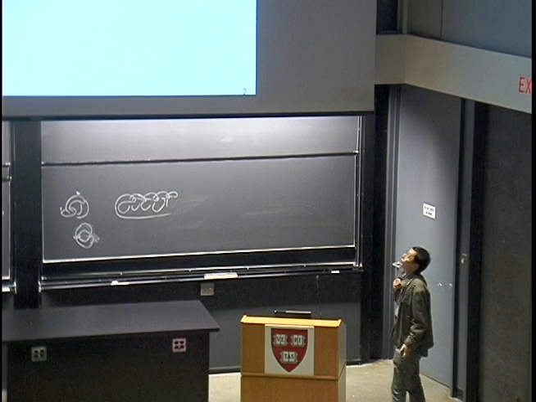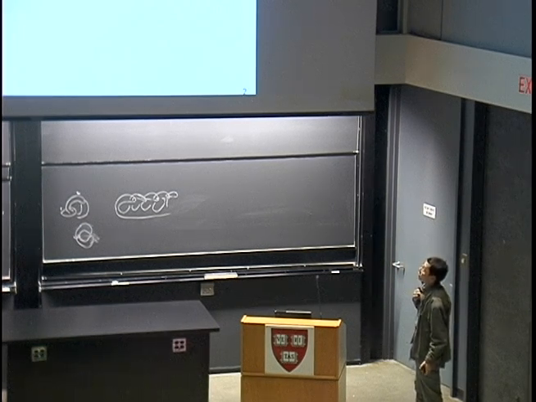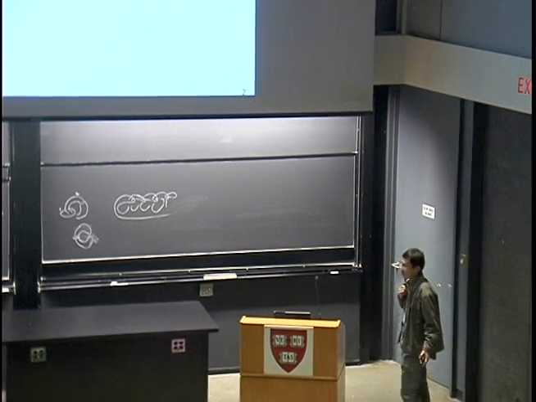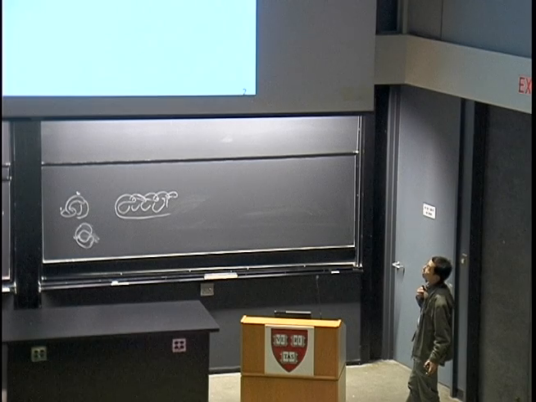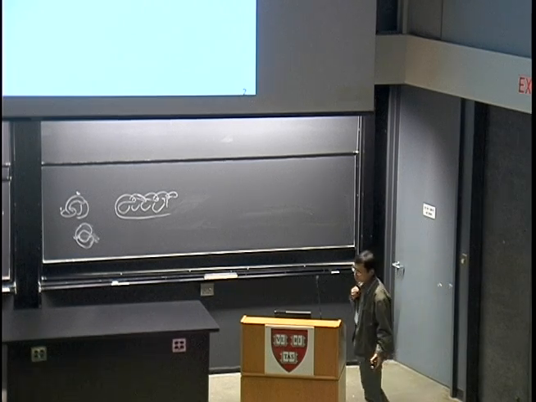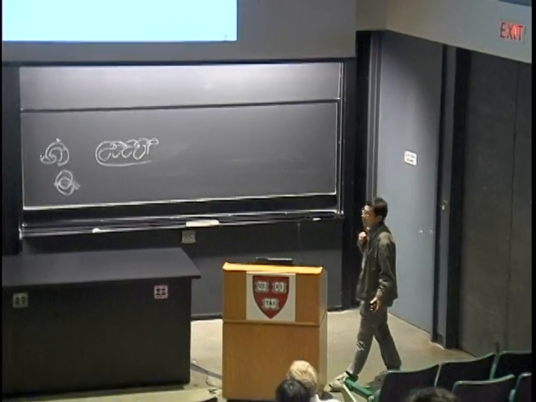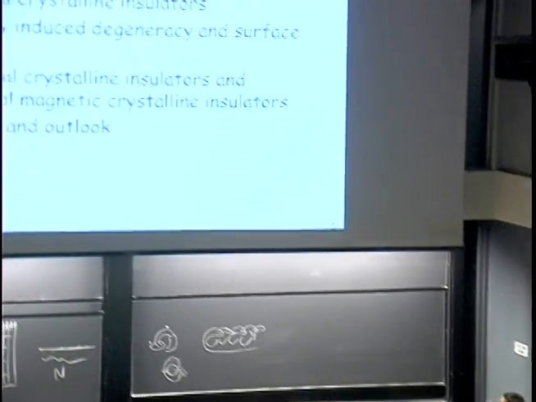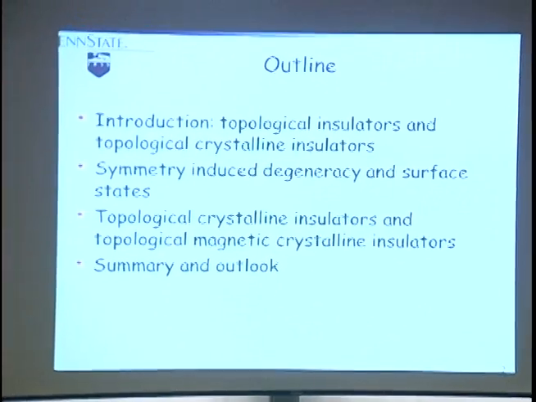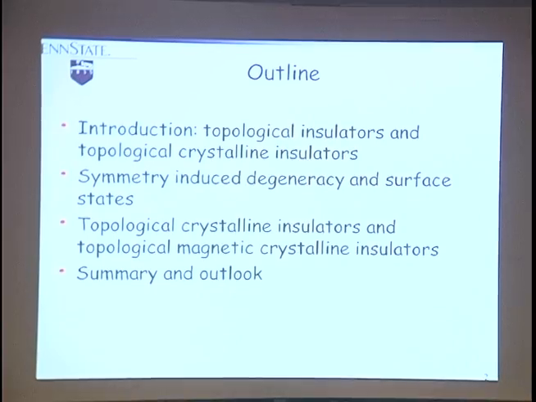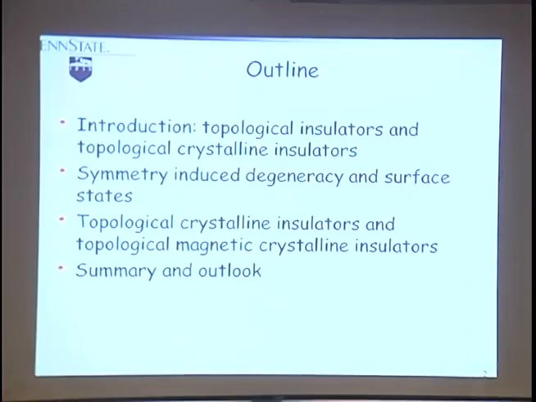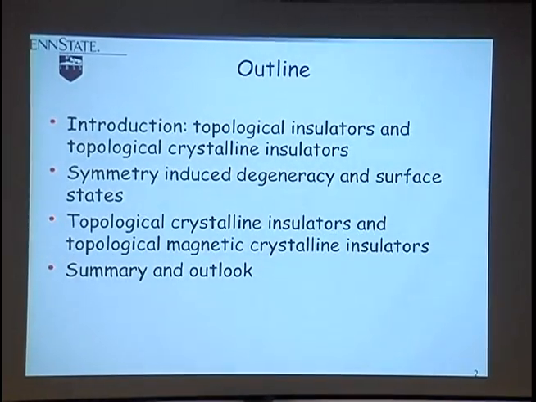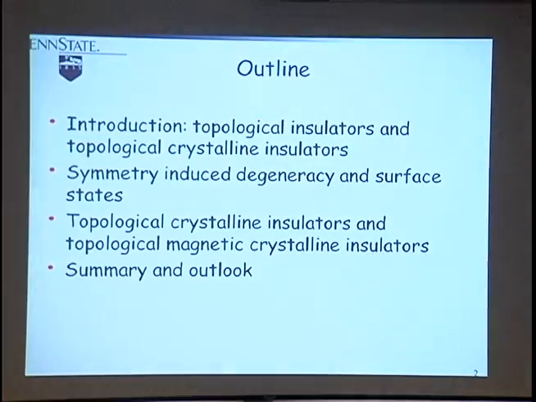So this is the outline of my talk. First I will give a short introduction, since most here are experts on topological insulators, and then I will talk about what topological crystalline insulators mean, and then I will briefly review symmetry-induced degeneracy and how it's related to surface states. And then I will try to generalize it to different types of topological crystalline insulators and also topological magnetic crystalline insulators. Finally, the summary and the outlook.